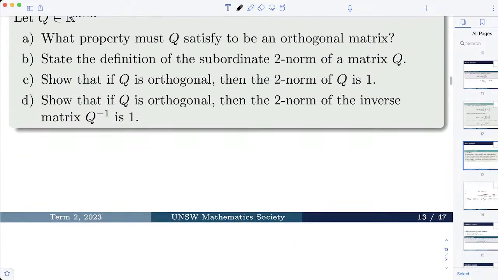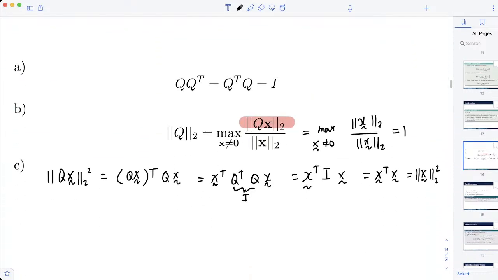And similarly, this one over here, showing that the inverse is 1, you're doing a very similar thing, right? So this time you're just going to have to prove something.